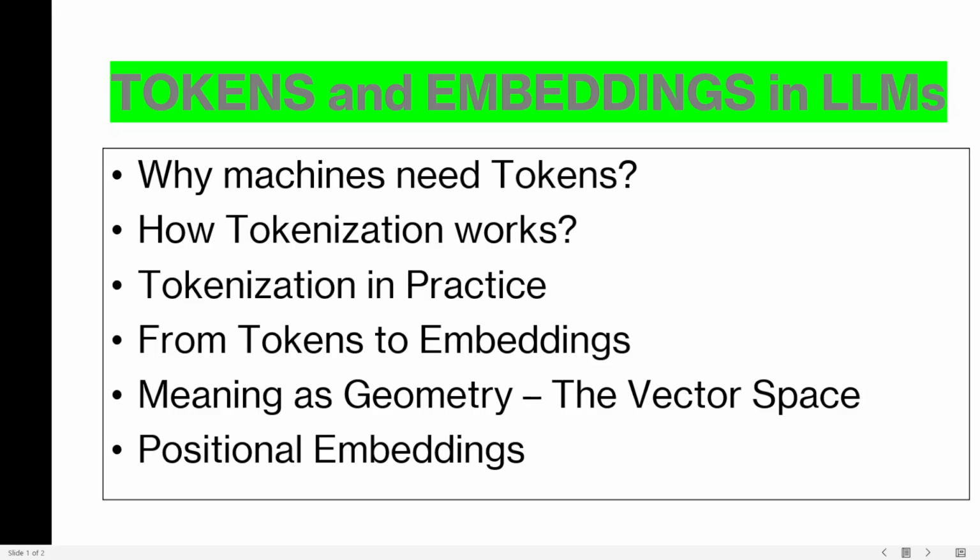Token IDs are meaningless labels. Embeddings give tokens meaning. Embeddings are learned vectors that capture semantic relationships. Meanings become geometry. Modern LLMs use contextual embeddings, defined by attention based on surrounding words. Transformers process all tokens at once, losing order information. Positional embeddings inject position. Techniques like sinusoidal encoding and RoPE encode position and enable longer contexts.